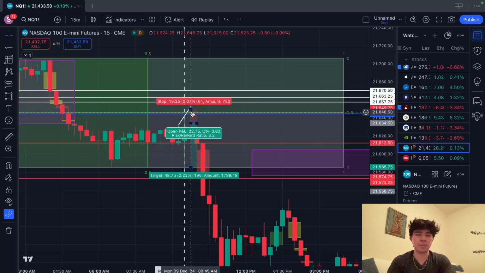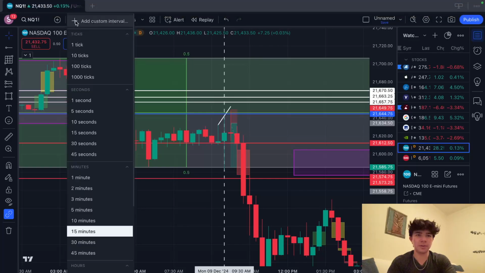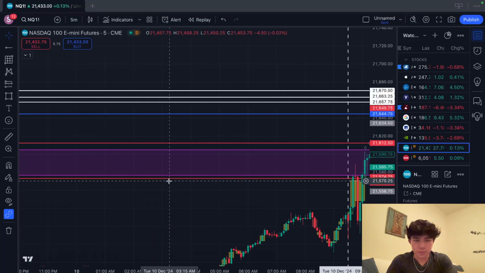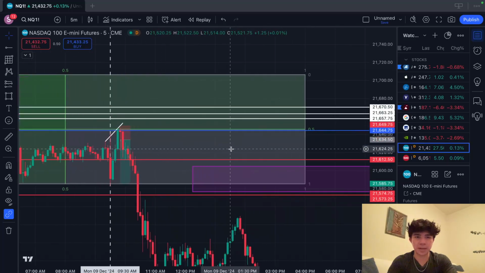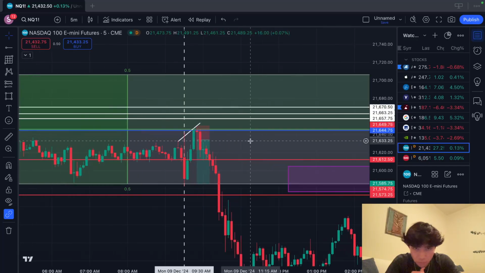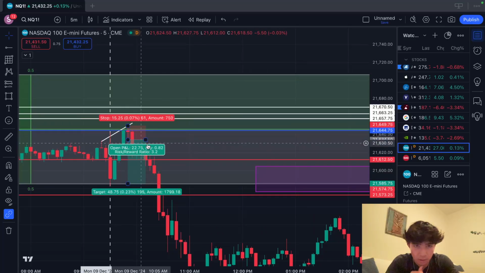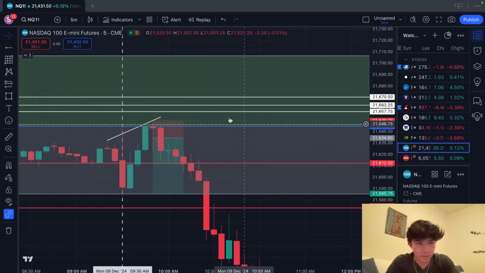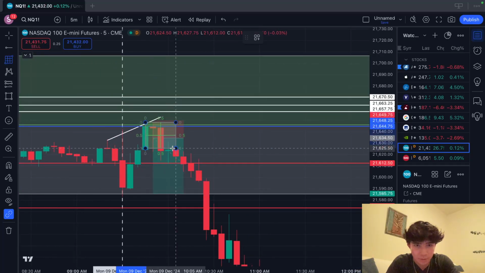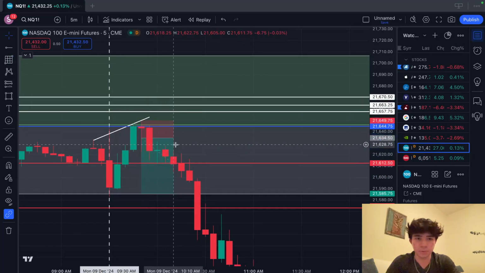We see it tap into equilibrium right here, and then if we scale down to the 5-minute, I was on the 5-minute. My SMT was actually off of the 5-minute. So we see this SMT, and we see these two legs down right here after market open. This was 9:55, so now we're in the macro, and I marked up this little equilibrium right here. We see price tapped into this equilibrium.